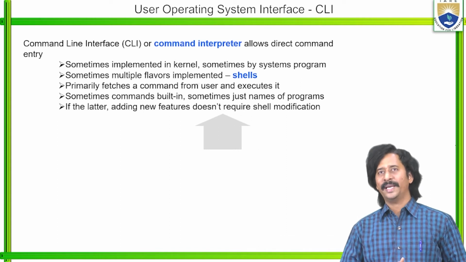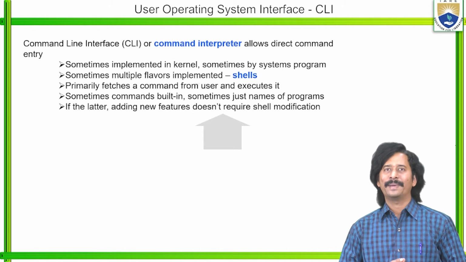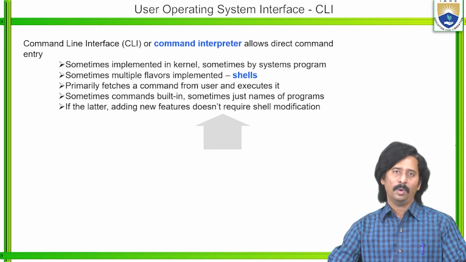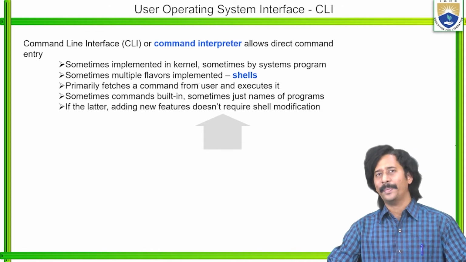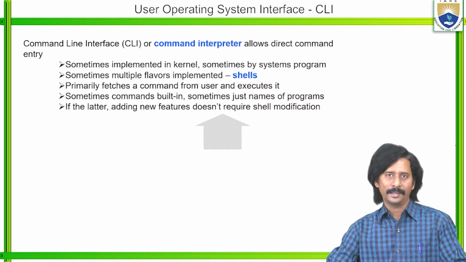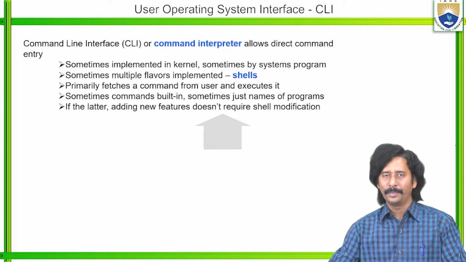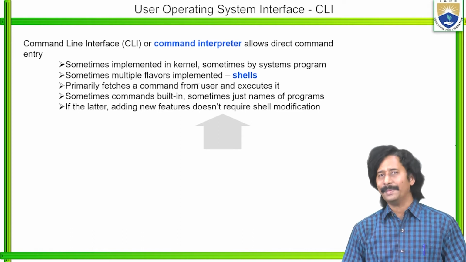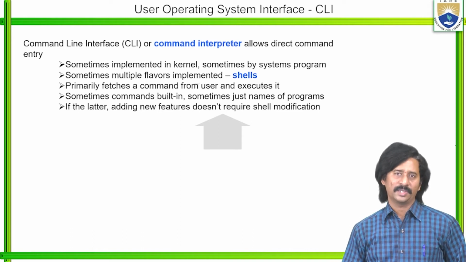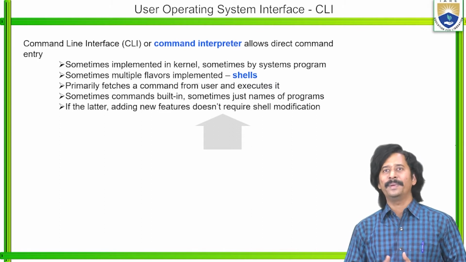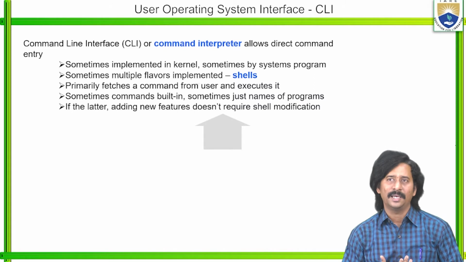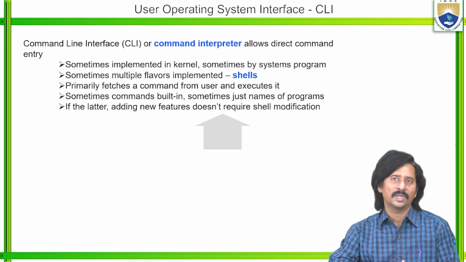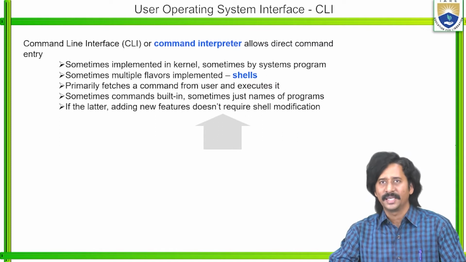Then coming to the next one, user operating system interface, that is the command line interface. The command line interface is sometimes called a command interpreter. What is the purpose of the command line interpreter? It allows direct command entry. Rather than using the mouse as well as the keyboard, we just interact with the system with the help of commands. Those commands may be given to the system with the help of the keyboard only, and are sometimes implemented in the kernel, sometimes implemented by system programs. Some operating systems have multiple flavors, which we can call shells.